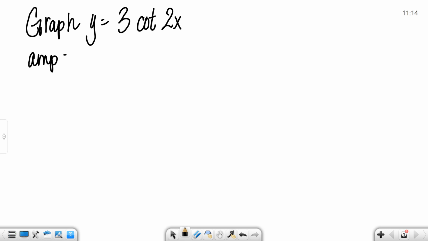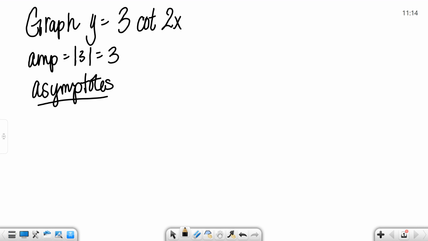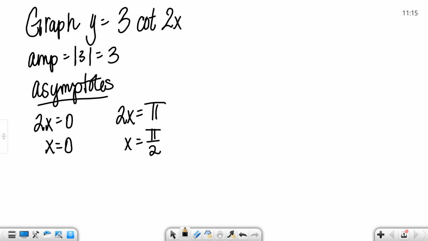All right, so my amplitude here is the absolute value of 3, which is 3. And now I need to know my asymptotes. Well, bx minus c is 2x equal to 0, and 2x equal to pi, because that's where the original asymptotes were located. Solve each one of these for x. So I divide by 2 on both sides, I still get 0. Divide by 2 on both sides, and I get pi over 2. This is where there are asymptotes.